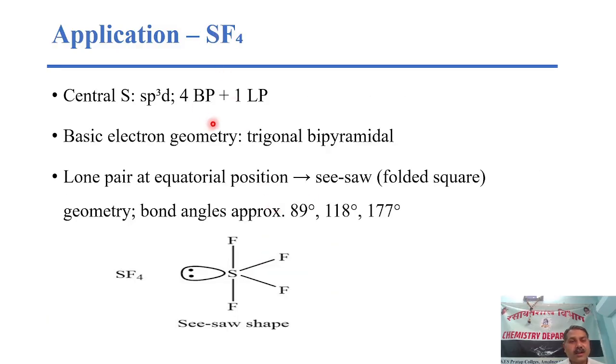Another example is the SF4 molecule. In the SF4 molecule, the central atom is the sulfur atom. Sulfur belongs to group 16, having 6 electrons in the valence shell. Out of 6 electrons, 4 electrons engage in bond formation, and the remaining 2 electrons act as a lone pair of electrons. So it has 4 bond pairs and 1 lone pair. So total electron pairs will be 5, and so the expected hybridization is sp3d, and the expected geometry for this molecule will be trigonal bipyramidal.